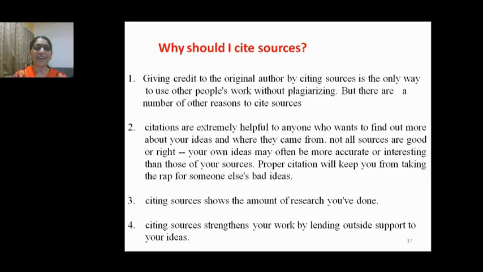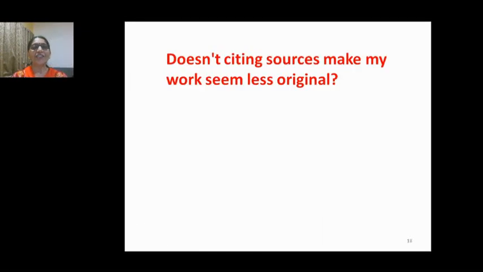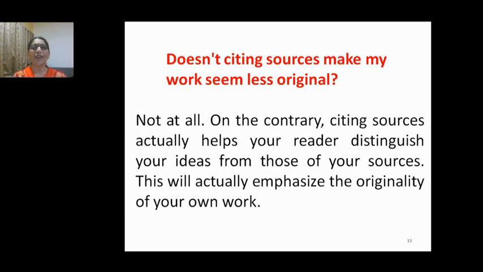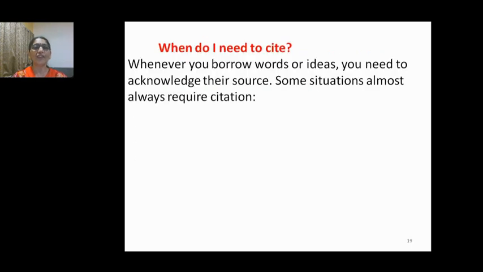So the question arises, doesn't citing sources make my work seem less original? Not at all. On the contrary, citing sources actually helps your reader distinguish your ideas from those of your sources. This will actually emphasize the originality of your own work.